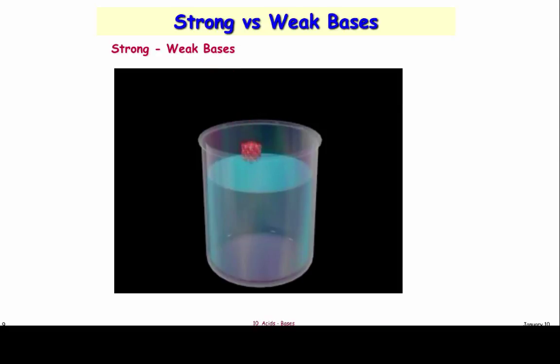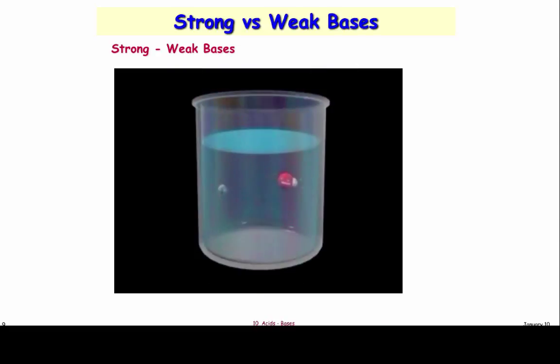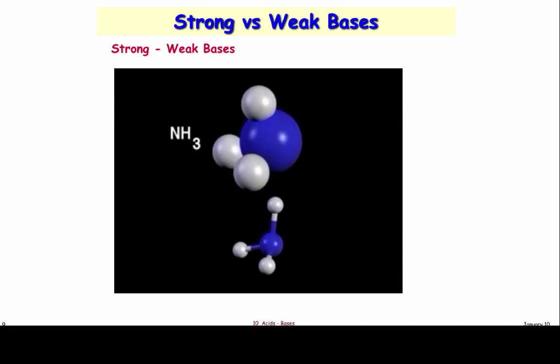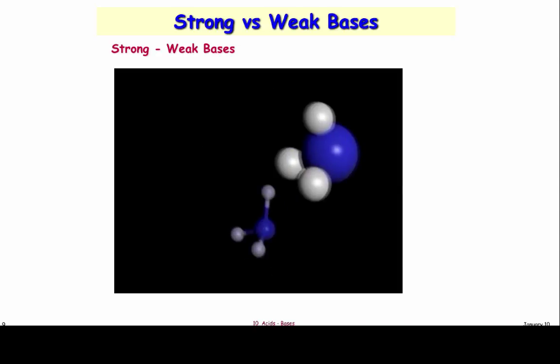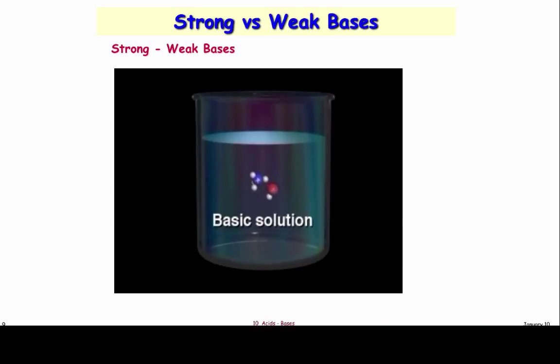When sodium hydroxide is dissolved in water, it completely dissociates into sodium and hydroxide ions. Because sodium hydroxide is completely ionized in solution, it is referred to as a strong base. It is also, of course, a strong electrolyte. Ammonia does not contain the hydroxide ion, but is basic in water. When gaseous ammonia dissolves in water, it reacts with water to form the ammonium and hydroxide ions. However, ammonia is a weak base.